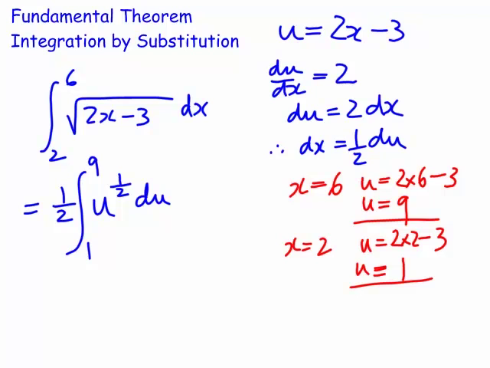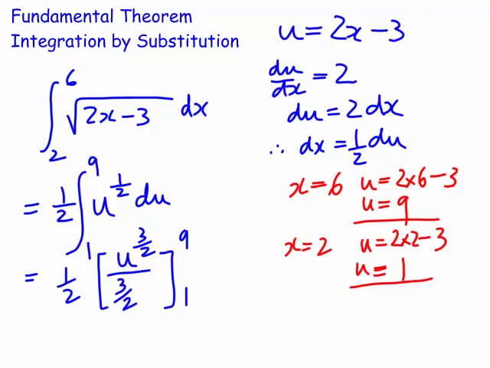So this becomes a half. Now we all know that u to the half integrated is u to the 3 on 2, all over 3 on 2, or 2/3 if you like. And then we integrate this between 9 and 1. I would try and simplify that fraction, so I'd rewrite that as a half times 2/3, and just leave the u there as 3 on 2, to the power, between 9 and 1.